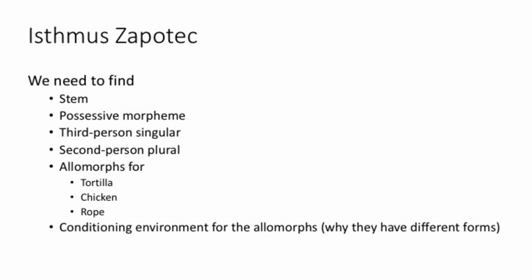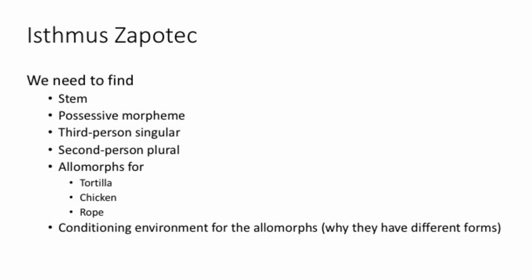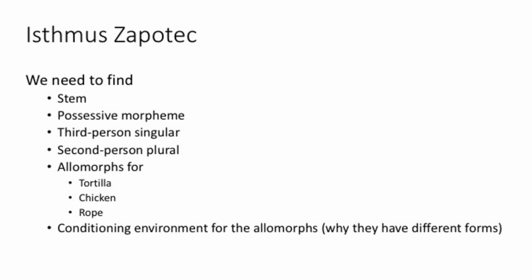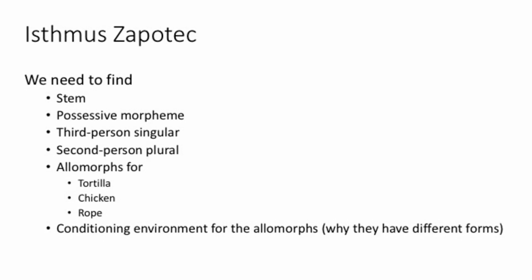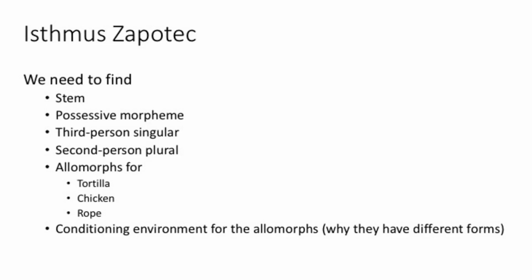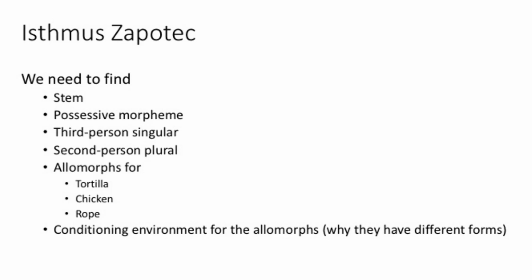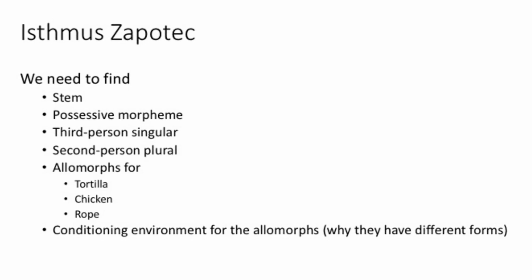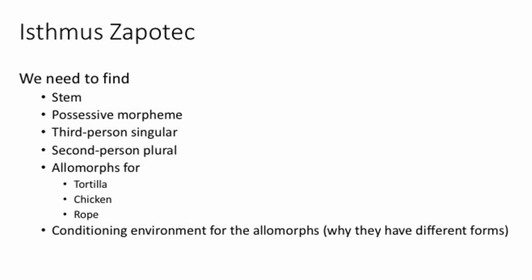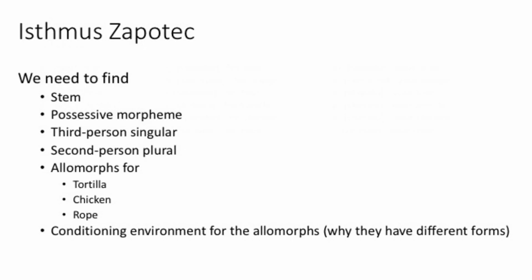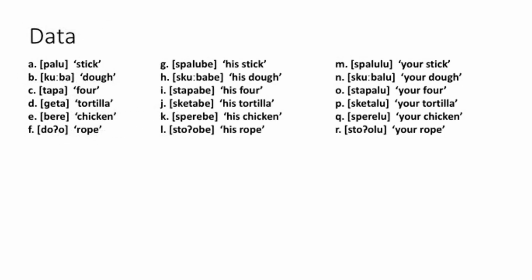Okay, this is Isma's Zapotec, and what we need to find is the stem, the possessive morpheme, the third person singular, the second person plural, allomorphs for tortilla, chicken, and rope, and the conditioning environment for the allomorphs. The conditioning environment means why is it that these have two different forms? Just as with the phonology problems, what we do is we organize our data so that we can see the similarities and see if we can focus and isolate what it is that we're looking for.